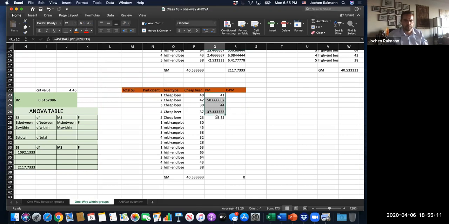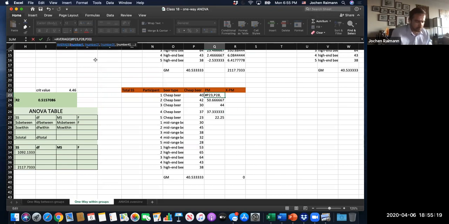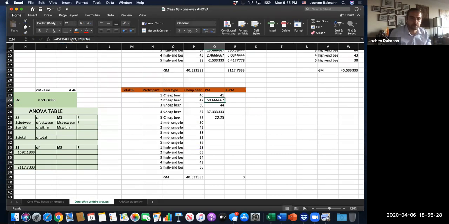Okay, so what we need to do now is a little bit tedious. Just bear with me, because we need to lock everything now with the dollar sign. Otherwise, it's going to shift as soon as I copy it down to the other entries. And I'll be done with that in a second.